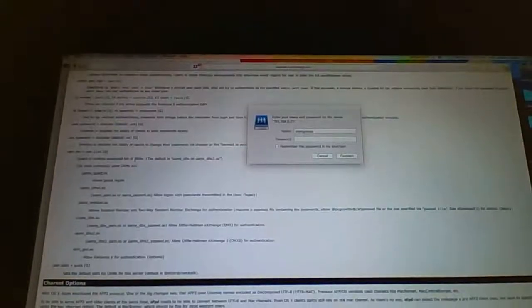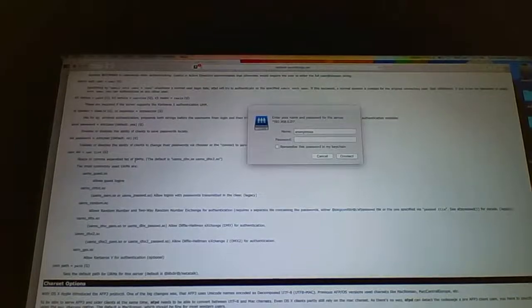This is 10.11.6, I think. What system do we have?